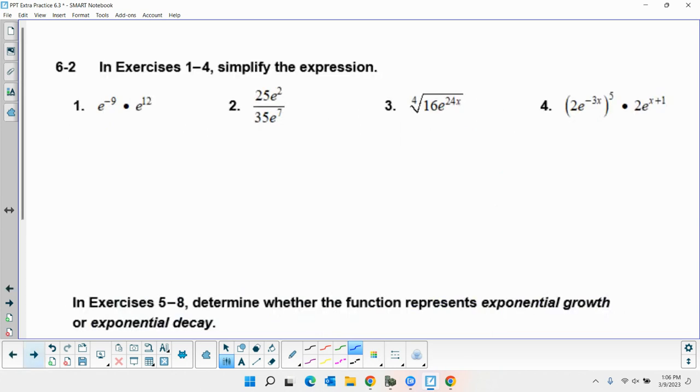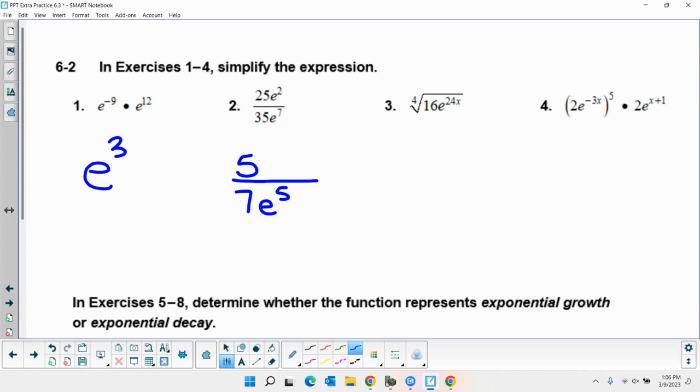Okay, little practice on 6-2 stuff. What do I do with the exponents? Add. What's negative 9 plus 12? 3. What goes into 25 and 35? 5. What's 25 divided by 5? What's 35 divided by 5? Where's the higher exponent for the e's? Bottom. So the e stays in the bottom. And then what do I do with those exponents? Subtract. What's 7 minus 2? Okay.